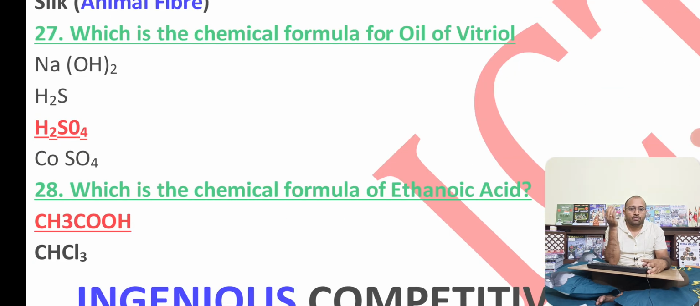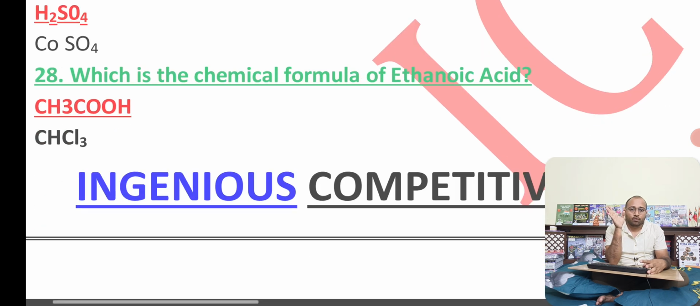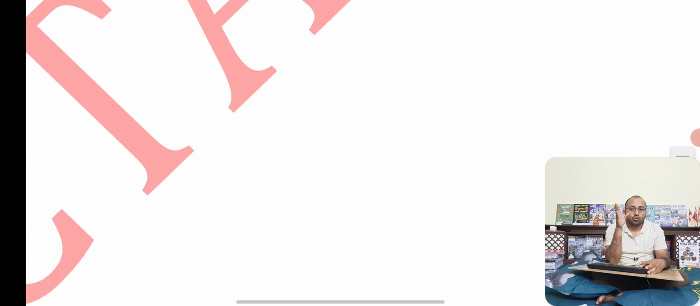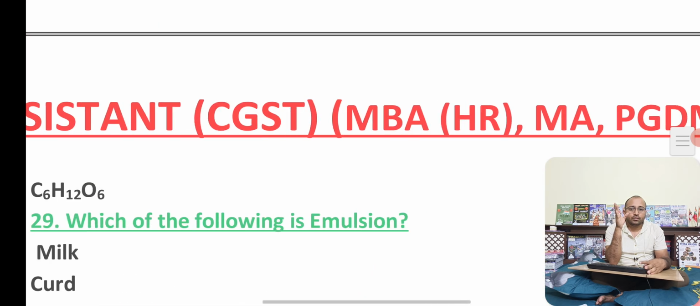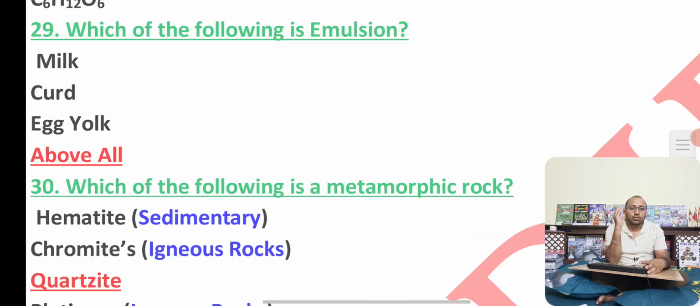Which is the chemical formula for oil of vitriol? That is H2SO4, guys. The rest are hydrogen sulfide, sodium hydroxide, caustic soda, and copper sulfate. So, chemical formulas. Which is the chemical formula of ethanoic acid? CH3COOH. We have CHCl3, which you should know is chloroform. C6H12O6 is glucose. Which is an emulsion? Examples are milk, curd, egg yolk. These are all emulsions, guys.